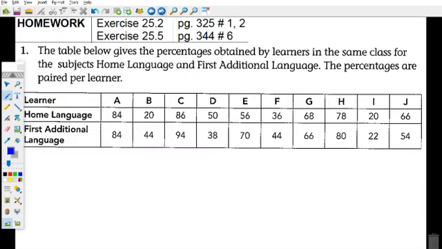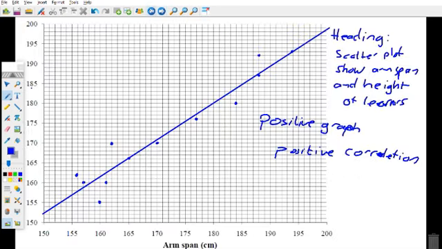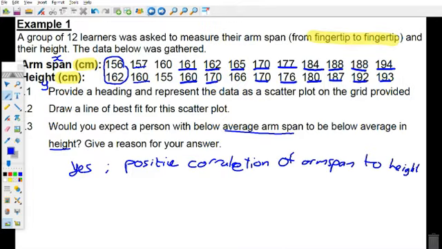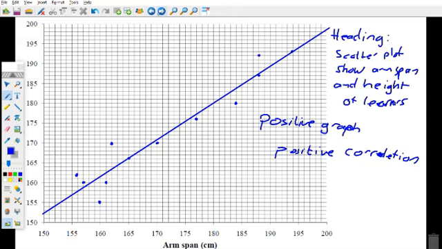Just yours. Okay. Pardon? Go back to the graph. Okay.